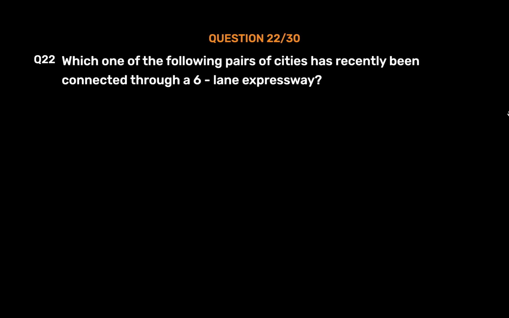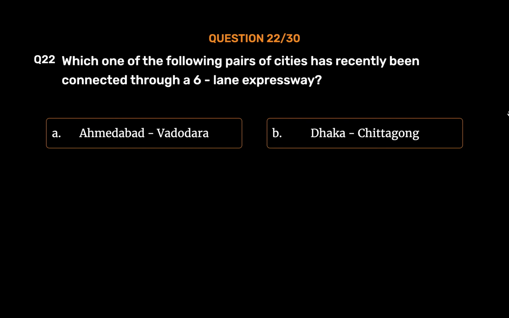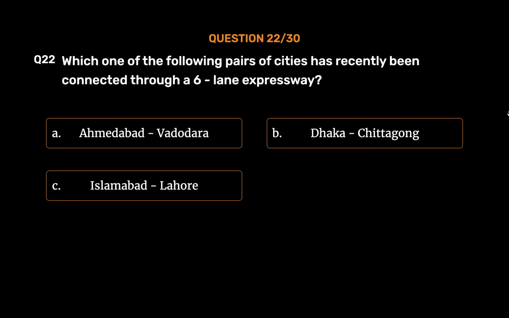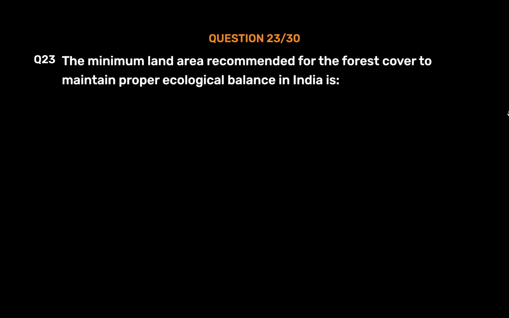Question number 22. Which one of the following pairs of cities has recently been connected through a 6-lane expressway? Option A. Ahmedabad, Vadodara. Option B. Dhaka, Chittagong. Option C. Islamabad, Lahore. Option D. Mumbai, Pune. The correct answer is Option D. Mumbai, Pune.